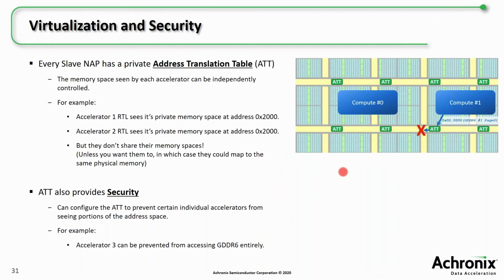This also allows for better security. You can configure the address translation table to prevent certain accelerators from seeing portions of the address space. So in this case, if compute engine number 1 tries to access address 2000, the address translation table blocks the transaction and provides an appropriate error response.